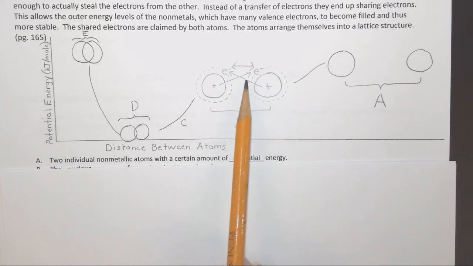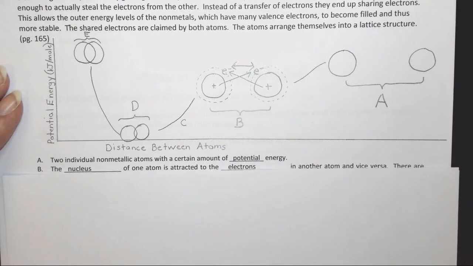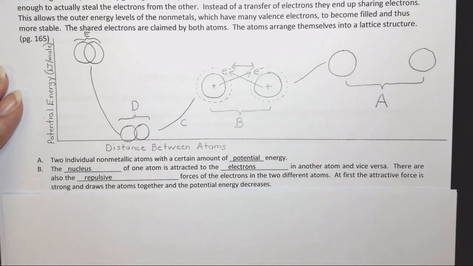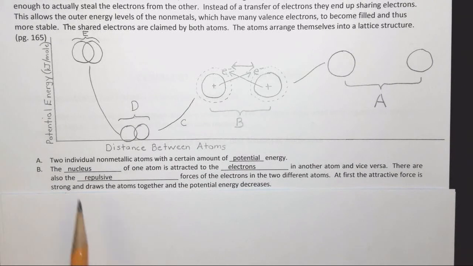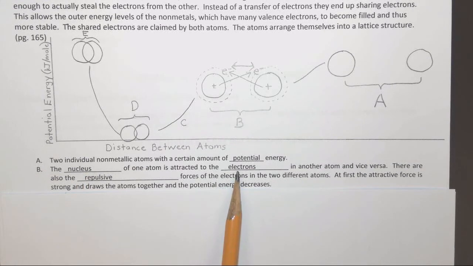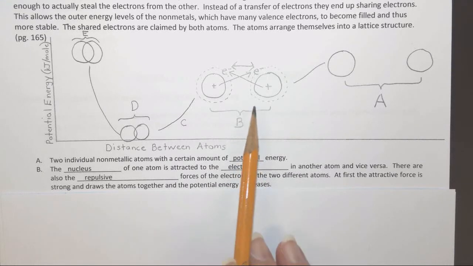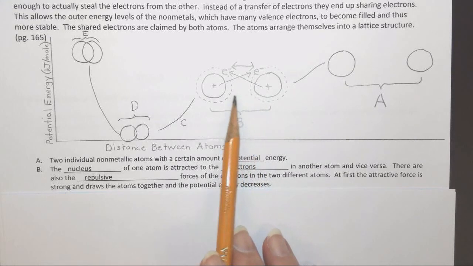So we have these two forces that are starting to affect the position of these atoms. The nucleus of one atom is attracted to the electrons in another atom, and vice versa. There are also repulsive forces of the electrons in the two different atoms. And to start with, the attractive force is strong. It's stronger than that repulsive force, and it starts to draw the atoms closer to each other.